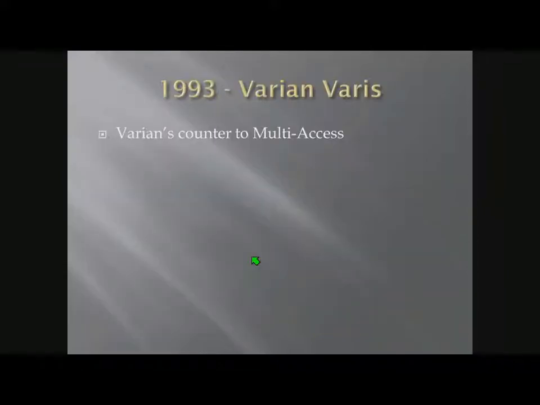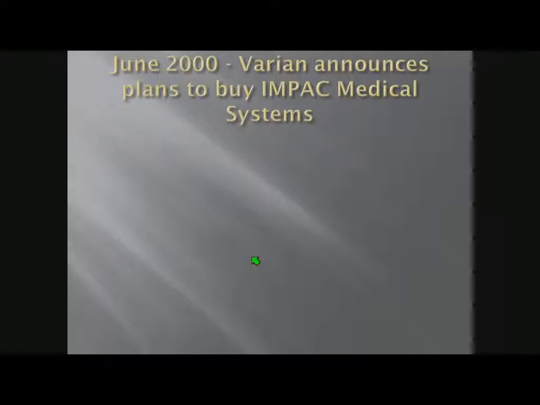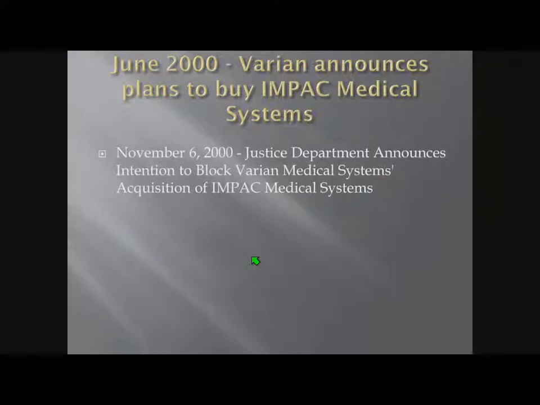In 1993, Varian's Veris came around, and you've just heard a lot about the whole Varian environment, so I'm not going to spend time on that. It was basically Varian's counter to Multi-Access. In June 2000, Varian announced plans to buy Impact Medical Systems, but later that year the Justice Department blocked the purchase because of, as I understand it, concerns over Varian's already very strong position in the LINAC market.